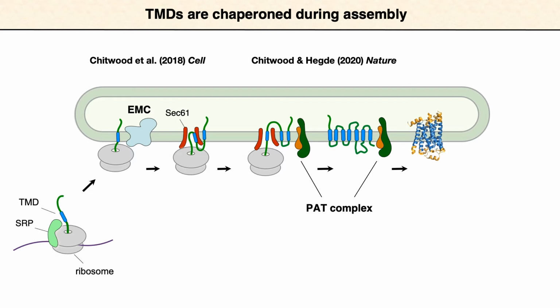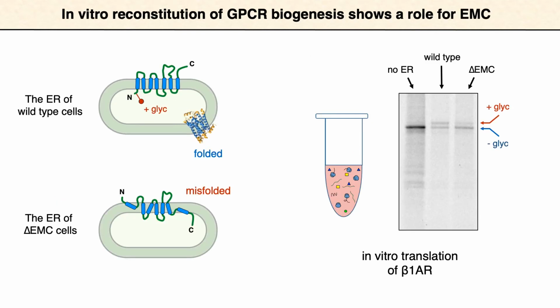So I don't have time to go into all the data today, so I'll just give you a few highlights on why we think this is what's going on. When first starting, the first thing we needed was a system by which we could interrogate multipass membrane protein biogenesis, and to this we turned to in vitro translation assays. So the way this works is, you essentially have a cell lysate in a test tube which has everything you need to synthesize proteins. You then add your mRNA of choice.